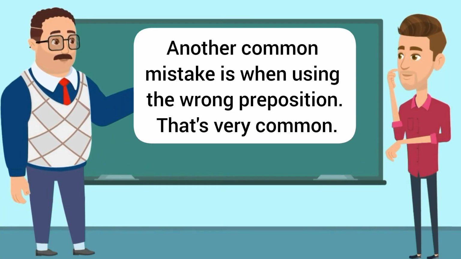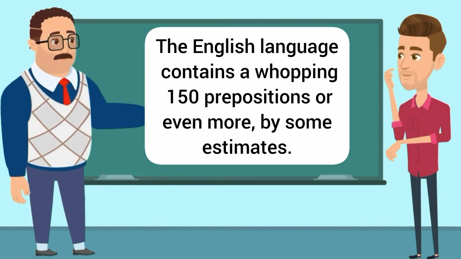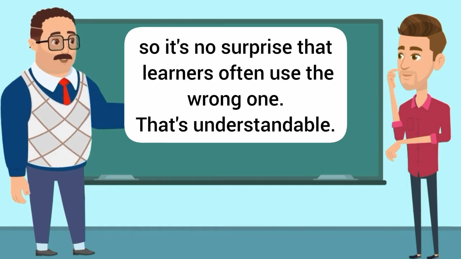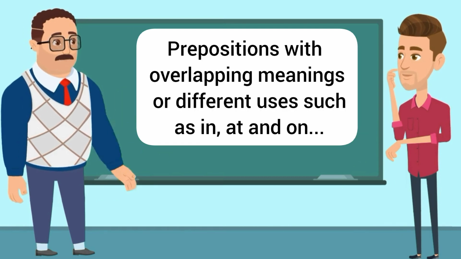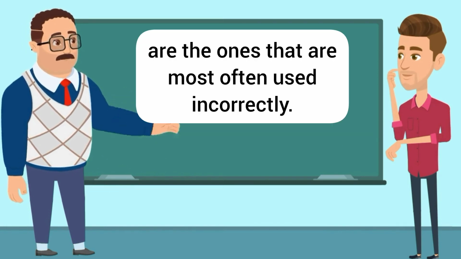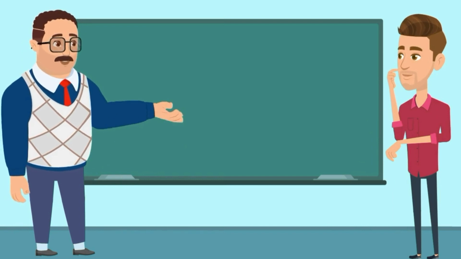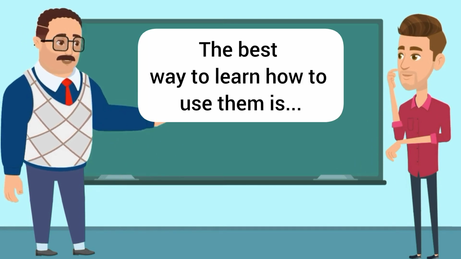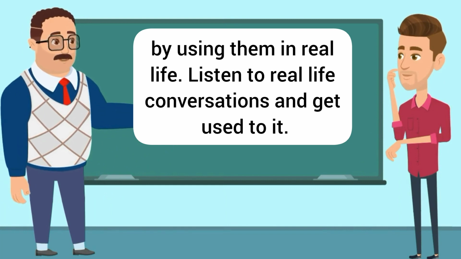Remember that. Another common mistake is when using the wrong preposition. That's very common. The English language contains a whopping 150 prepositions or even more, by some estimates. So it's no surprise that learners often use the wrong one. That's understandable. Prepositions with overlapping meanings or different uses such as in, at and on are the ones that are most often used incorrectly. The best way to learn how to use them is by using them in real life.